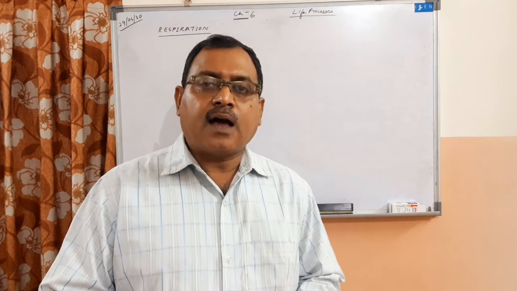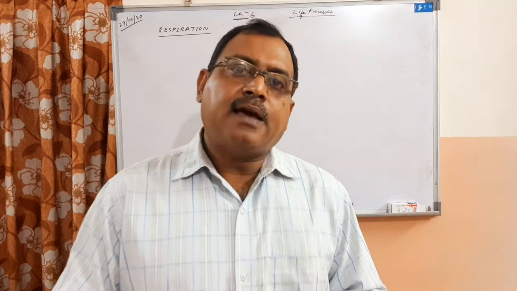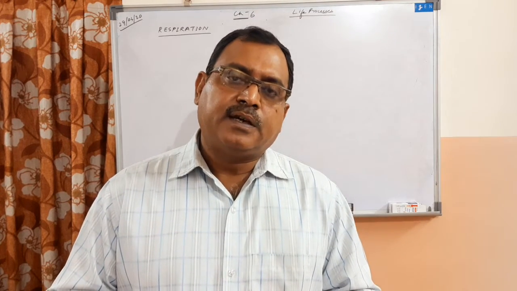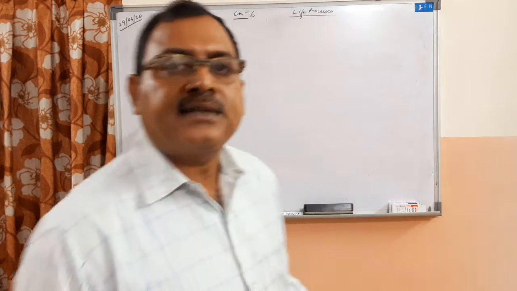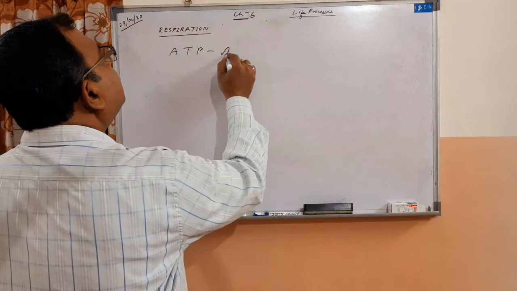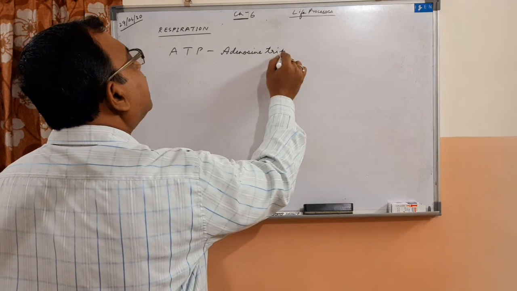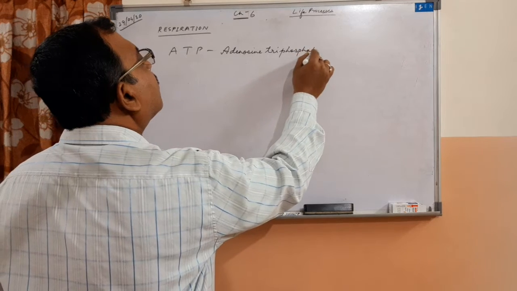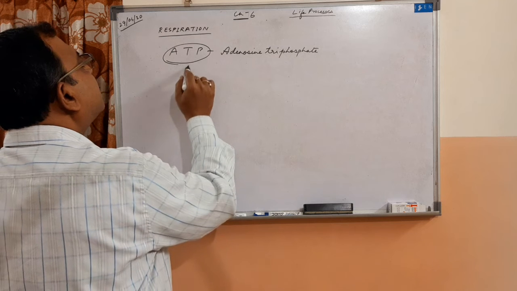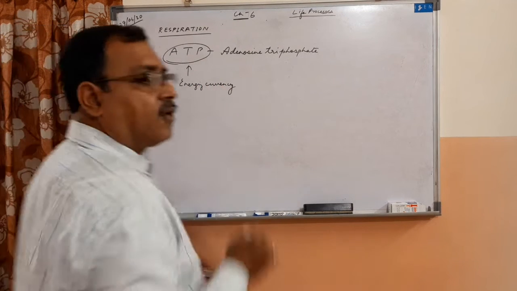So, you have seen how respiration occurs both aerobically and anaerobically. Now, the energy that is being produced in respiration is in the form of ATP, that is adenosine triphosphate. So this ATP or adenosine triphosphate is the energy currency for the cell.